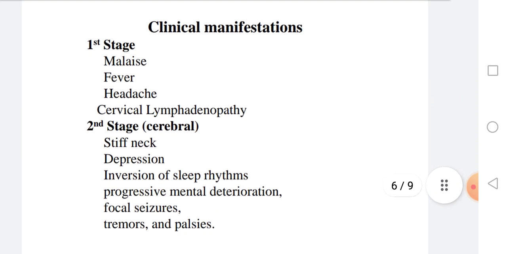The clinical manifestations: the first stage and the second stage. The first stage is the stage where the parasite is not in the central nervous system. Before reaching the central nervous system, the patient will feel malaise, fever, headache, cervical lymphadenopathy. In the second stage, the parasites are in the central nervous system. There will be stiff neck, depression, inversion of sleep rhythm. The patient remains awake during the night and sleeps during the day. There will be progressive mental deterioration, focal seizures, tremors, and palsies.